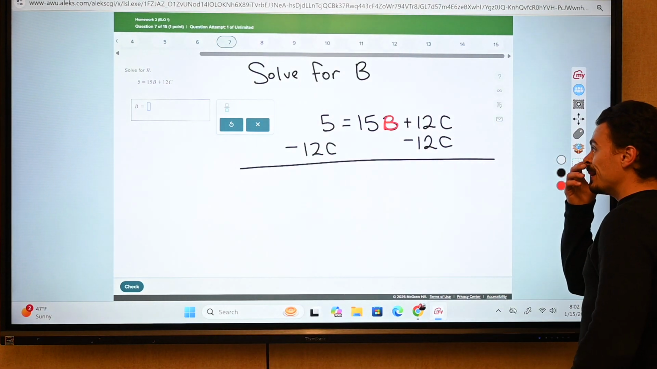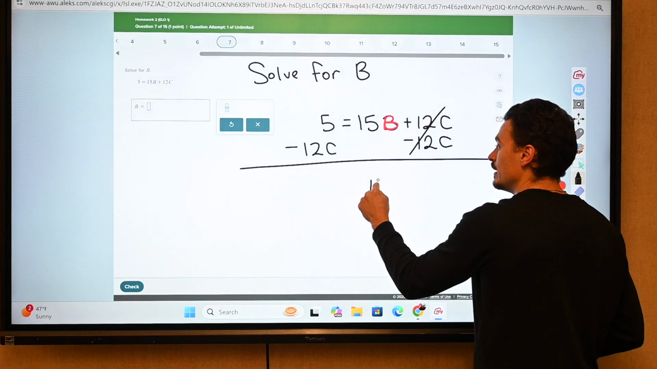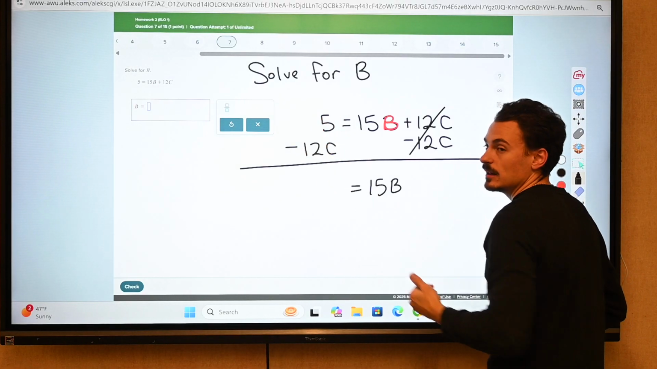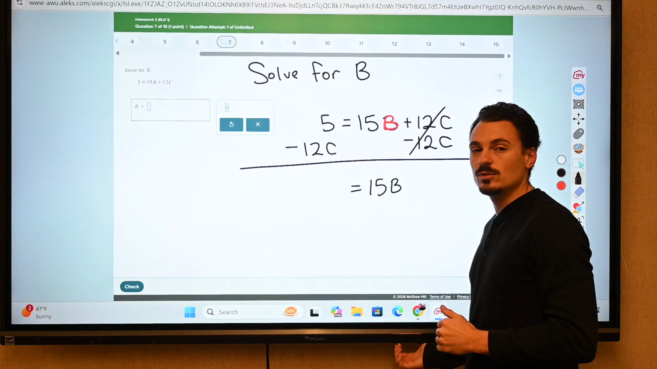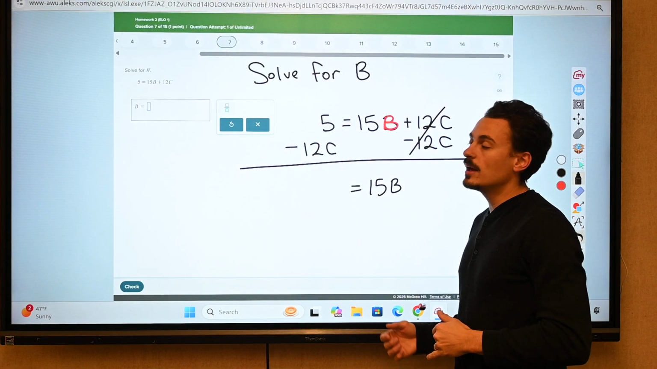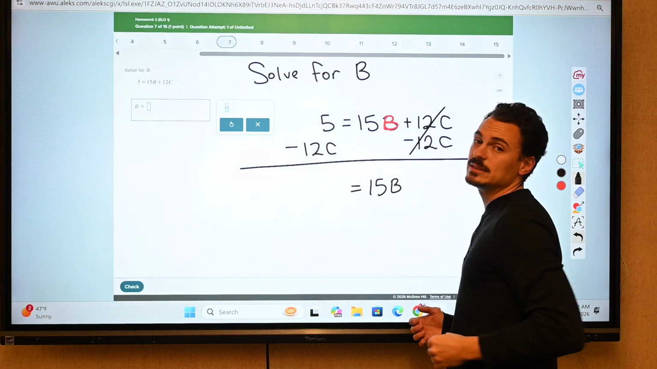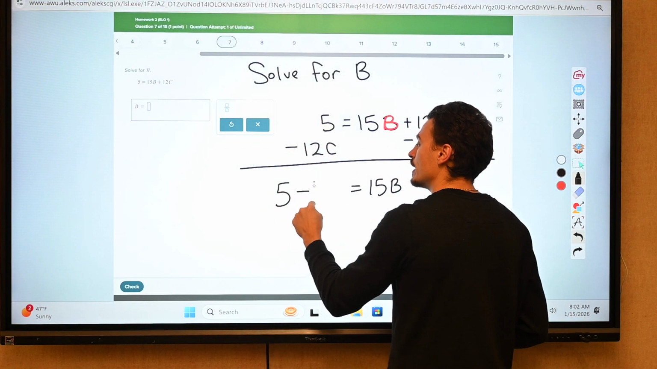Now these are going to cancel because they're opposites, which leaves you with 15b on the right equals 5 minus 12c. A lot of people make a mistake here and they do 5 minus 12. You cannot do that. The reason you cannot do that is because the 5 does not have a c, 12 does have a c, which means they are not like terms. So you have to keep unlike terms separated.